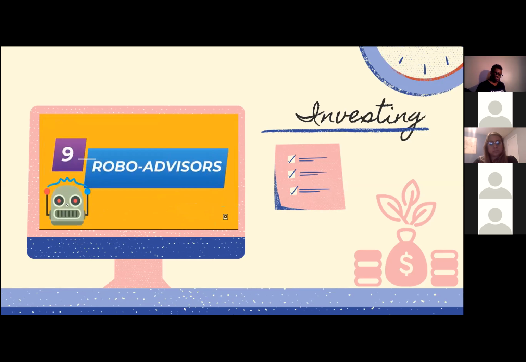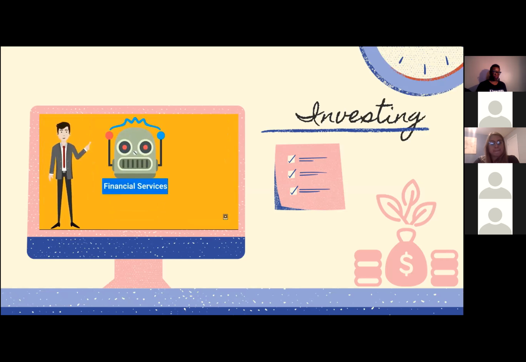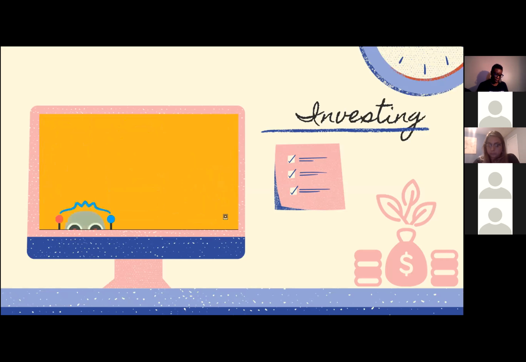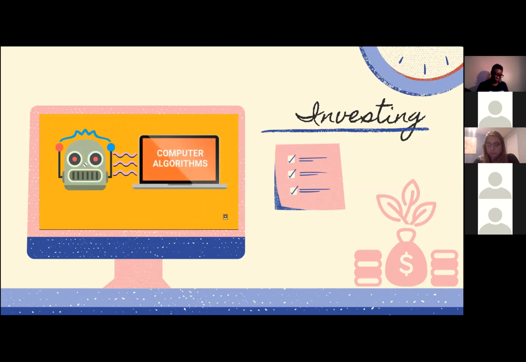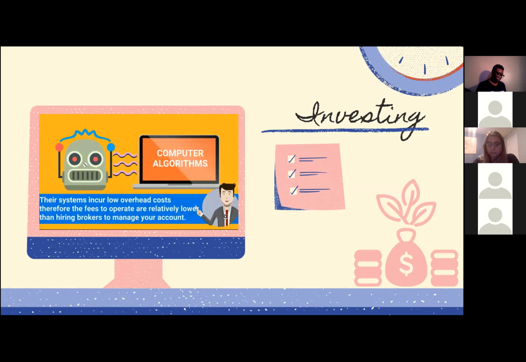Number 9, robo-advisors. Just as the name suggests, these are robots that offer financial services, such as building portfolios and selecting investment options on people's behalf. If you don't know much about investing, robo-advisors are a great option. Robo-advisors will manage all your investments by using computer algorithms. Their systems incur low overhead costs. Therefore, the fees to operate are relatively lower than hiring brokers to manage your account.